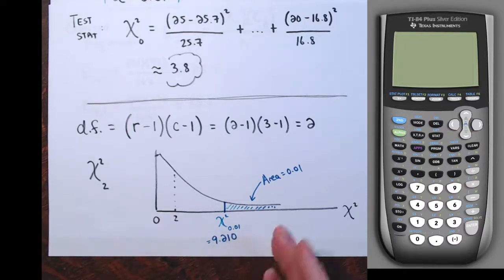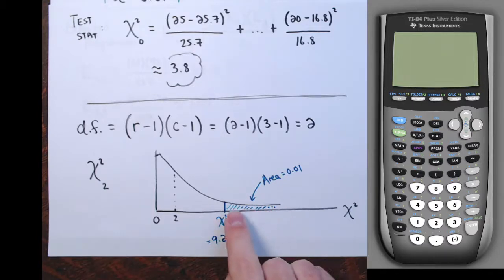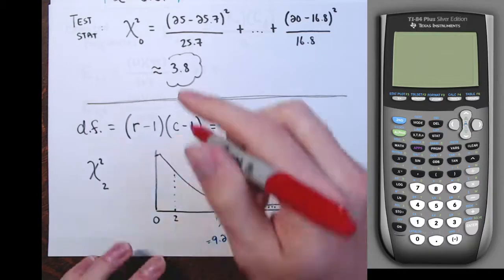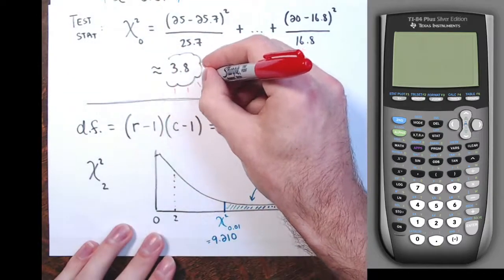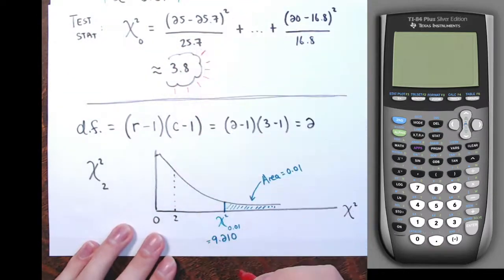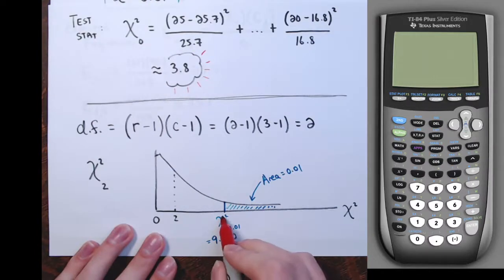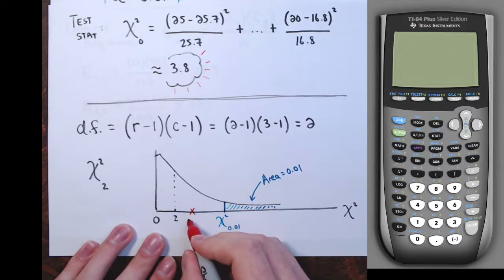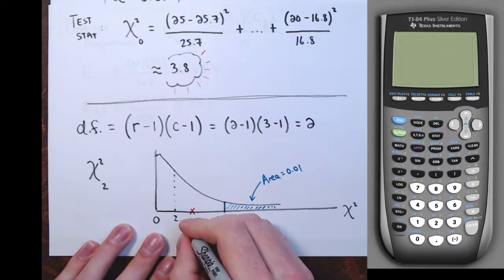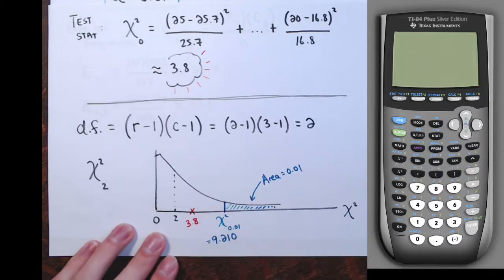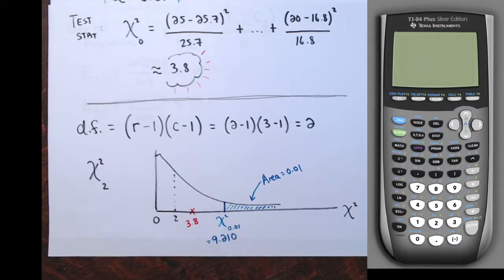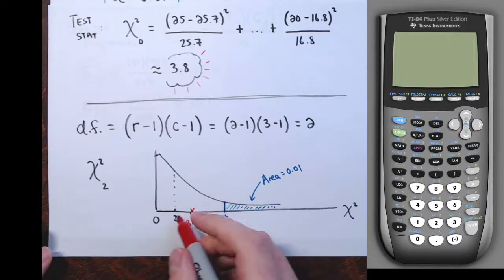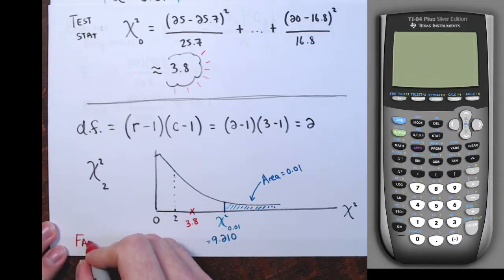But then, this is the rejection region, where we would reject the null hypothesis. Now, as was found in the last video, the test statistic was 3.8, chi-squared equals 3.8. Well, where is that? That's here in comparison to 9.210. 3.8. Right, there's our test statistic, which is definitely not in the rejection region. So we would fail.